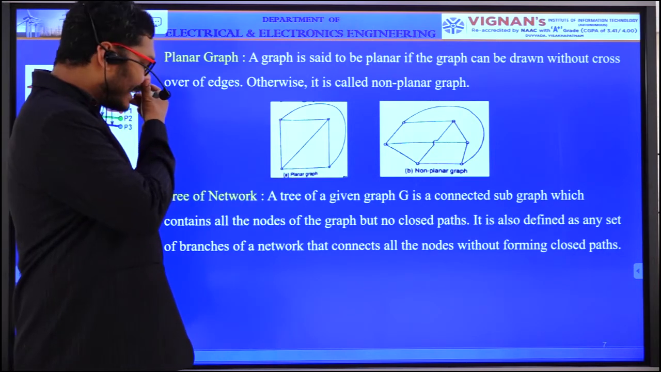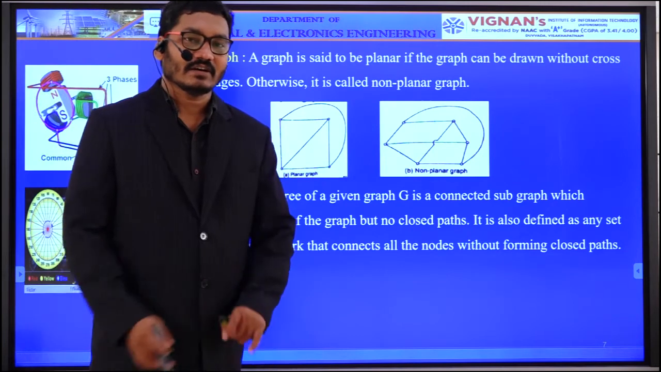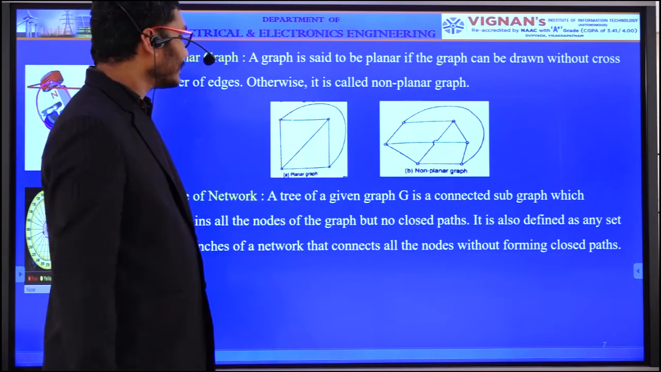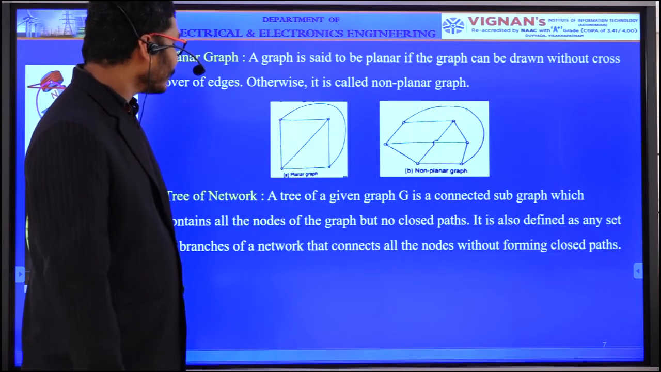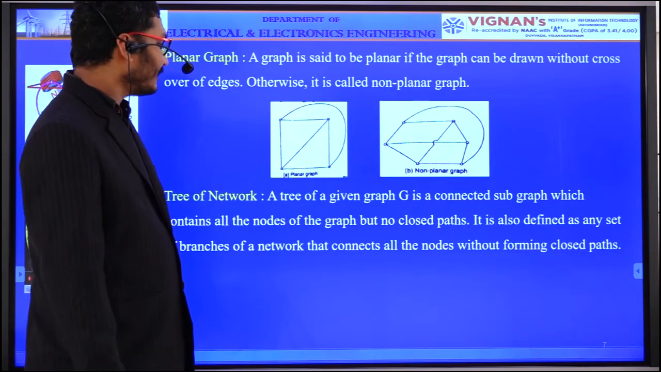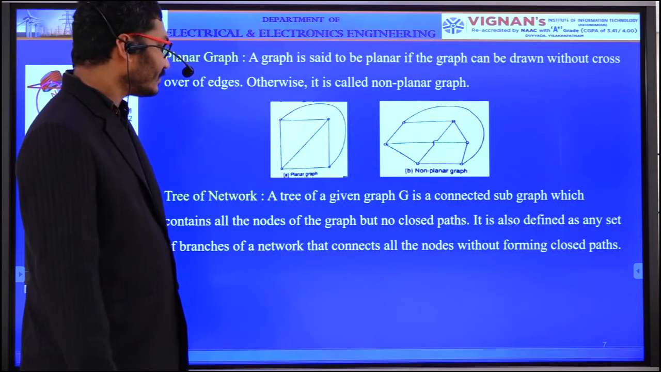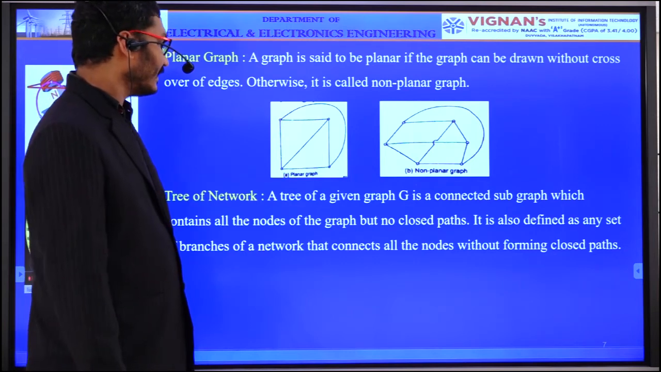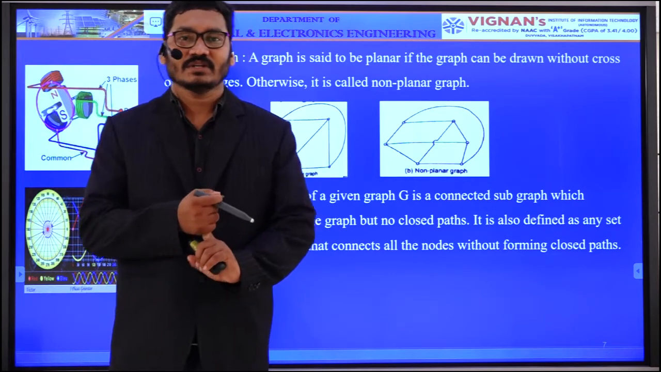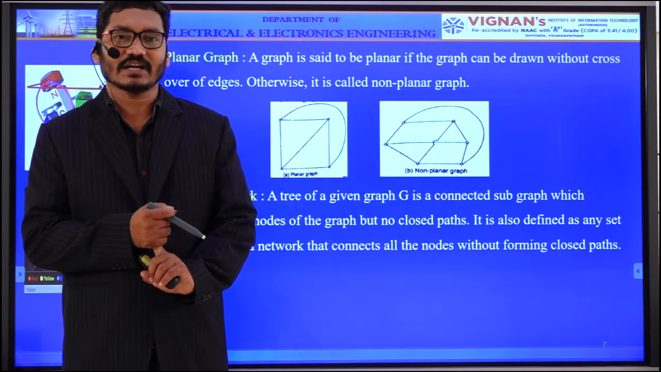Next one is the tree of the network. What is meant by a tree? A tree of a given graph, graph I am representing as G, is a connected subgraph which connects all the nodes of the graph but has no closed paths. It is also defined as any set of branches of a network that connects all the nodes without forming closed paths. So suppose any network is there, it should not form closed paths. That we'll call the trees.